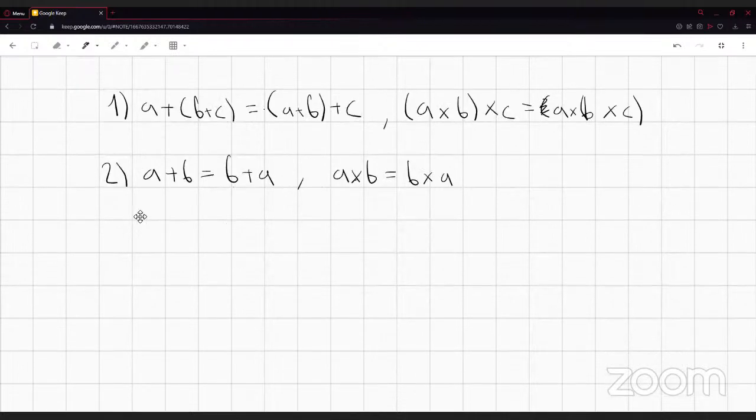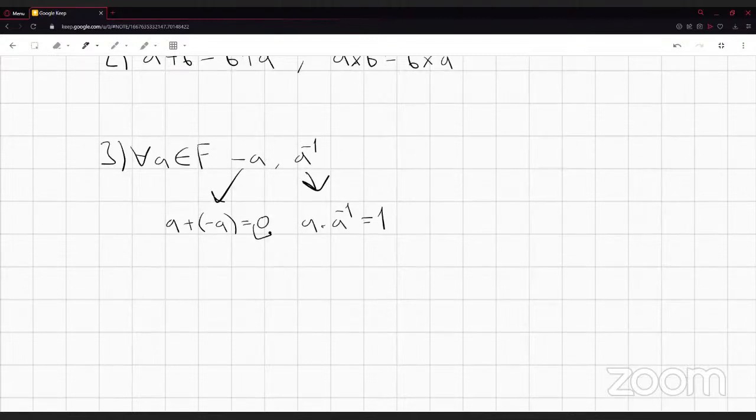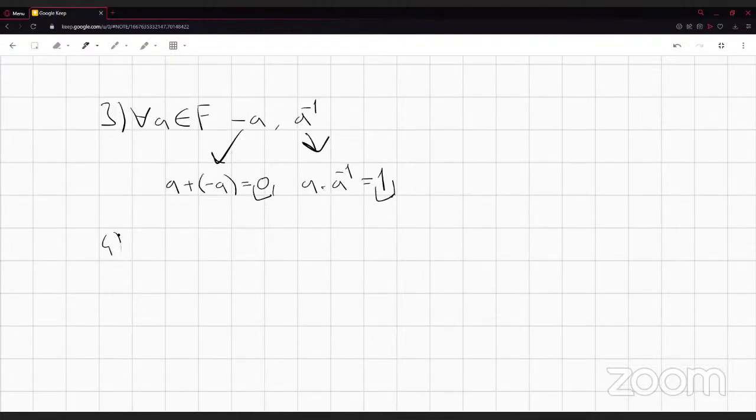For every A in F, there will also be an inverse element of A, denoted as minus A or A to the minus 1. These elements are used as inverses, which means that adding A to minus A will give 0, and multiplying A with A to the minus 1 will give us 1. But what are 0 and 1 in this case, which is the fourth requirement of a field? Every F has a 0 and 1, such that A plus 0 is equal to A, and A times 1 is equal to A.